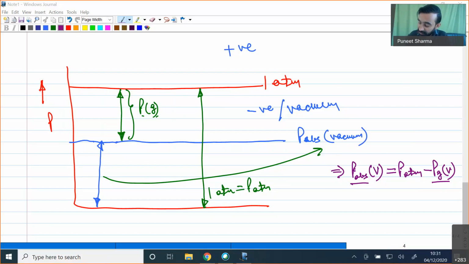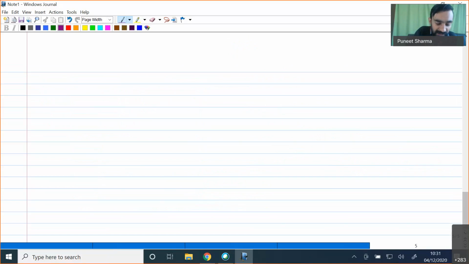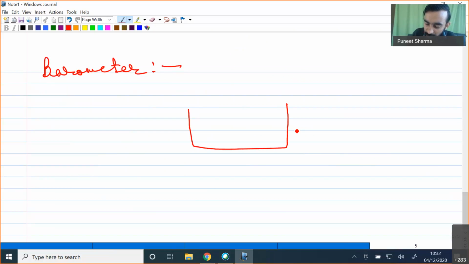Now let us see a slight modification of the manometer. A slight modification of the manometer is known as the barometer, and the barometer is a device used for measurement of the atmospheric pressure. That's why atmospheric pressure is also known as barometric pressure. In a barometer, we take a container, say this tank, and inside this tank we take some manometric fluid.